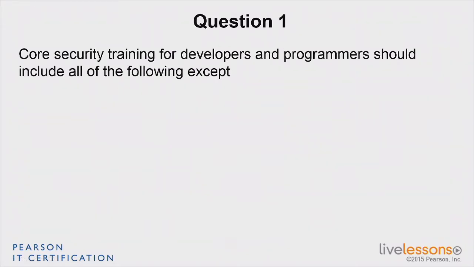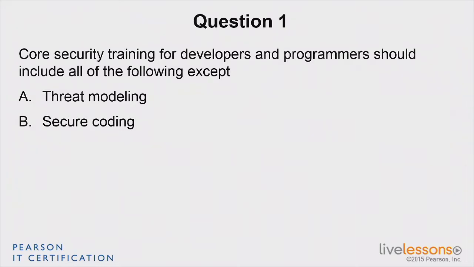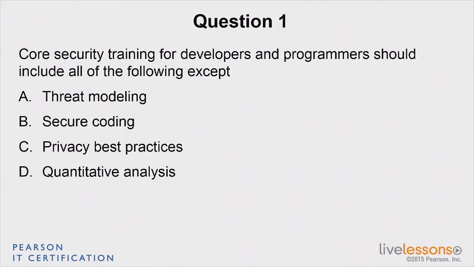So question 1. Core security training for developers and programmers should include all of the following except. Now, if you recall from our Microsoft Security Development Lifecycle, core security training is a type of training that your programmers, your developers, your QC people, your interface testing folks get at the beginning of a process. So before they even start doing requirements or development, this is the core training that they all should have. So our choices are threat modeling, secure coding, privacy best practices, and quantitative analysis.